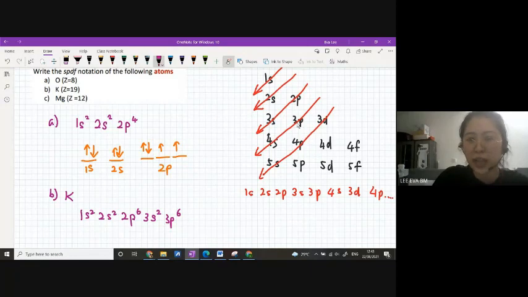So you need to figure out, oh, after 3p is my 4s. Okay, so I fill in another 1 electron in my 4s orbital. So it becomes 1s2, 2s2, 2p6, 3s1, 3p6, and 4s1.